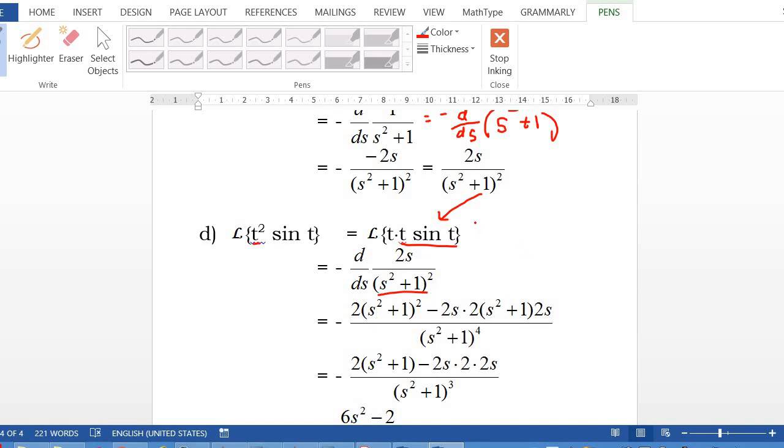Remember, d/ds of u over v, you have (v u prime minus u v prime) over v squared. So this is v squared, so power 4. So v is (s squared plus 1) squared. u prime, you have 2. The minus is from here, so minus u, 2s. v prime, 2 times (s squared plus 1) to the power 1. And then d/ds of s squared plus 1, you have 2s.